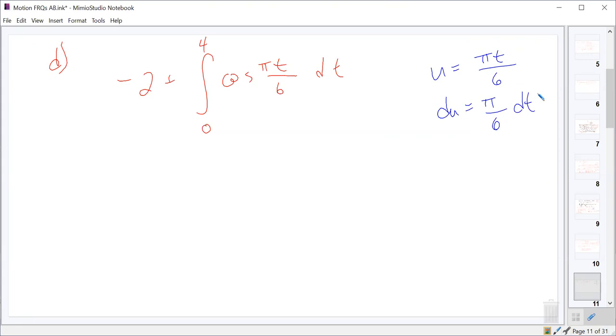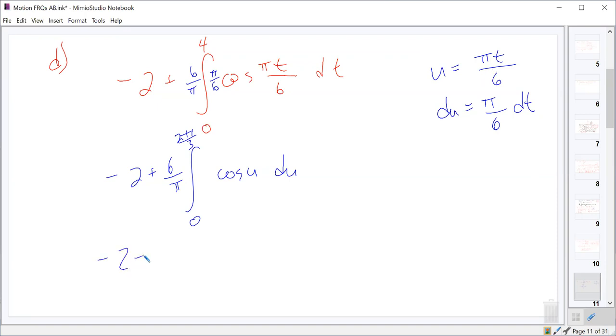What do we do with the pi over 6? We got to put a 6 over pi outside. And we'll end up with -2 plus 6 over pi times the integral of cosine u du. From 0 to 4? No, not from 0 to 4. From 0 to 2 pi over 3, right? Plug in your t value of 0 to get u is 0. Plug in your t value of 4 to get 2 pi over 3.